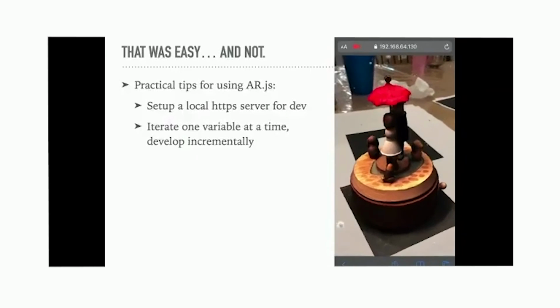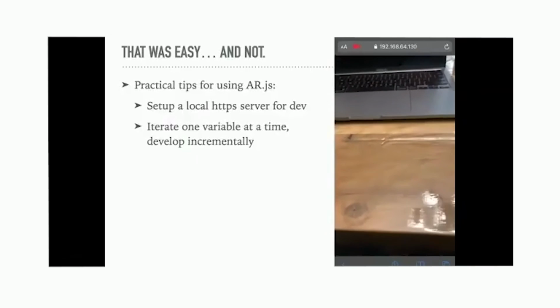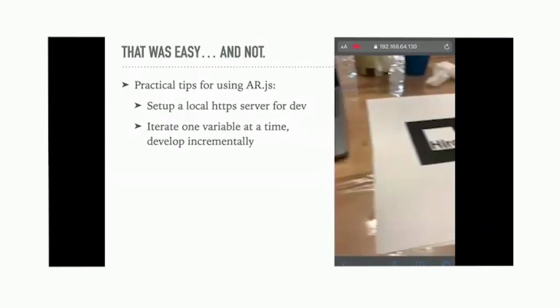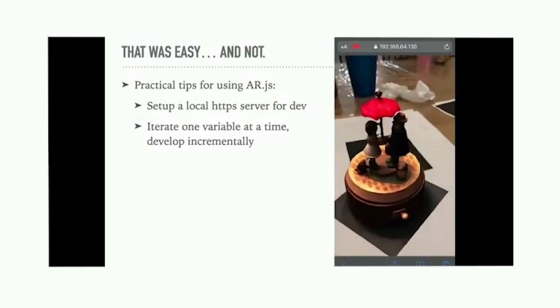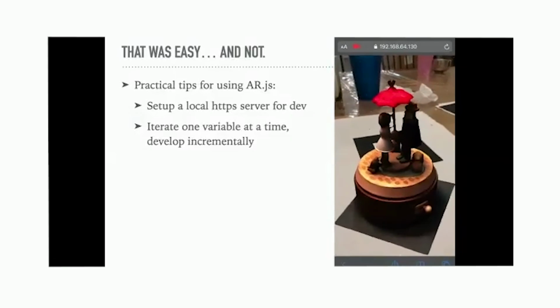Also, when you're dealing with a new technology, or when you're dealing with beta technology, and in some cases this feels like both, again, iterate one variable at a time and develop incrementally. There is a reason why I iterated through those steps, because I wanted to show you that if you just build upon the previous step, get something working, change one variable, get it working, you can then make decent progress.